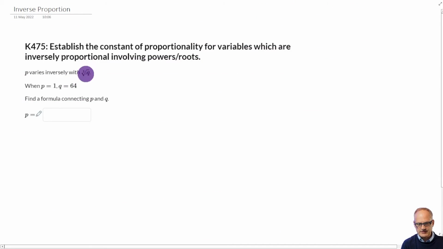Right, just one more of that type. Let's do a cube root one. So p varies inversely with the cube root of q. So we know that p is going to equal some constant divided by the cube root of q. Varies inversely. The word inverse means this bit's going to go on the bottom of our fraction. So cube root of q.